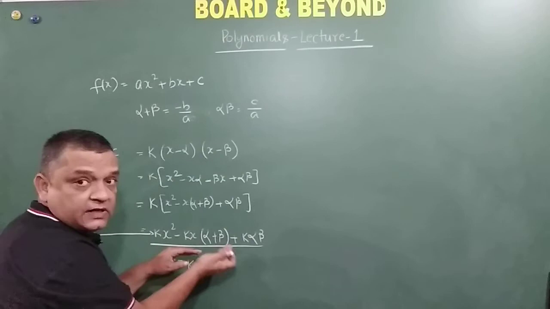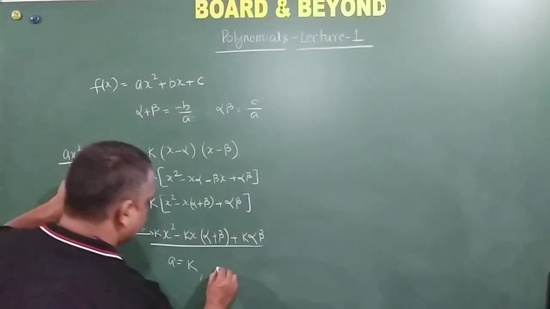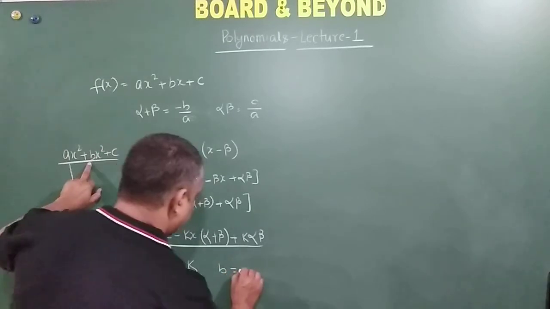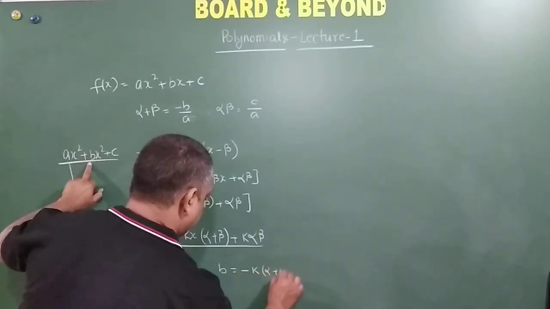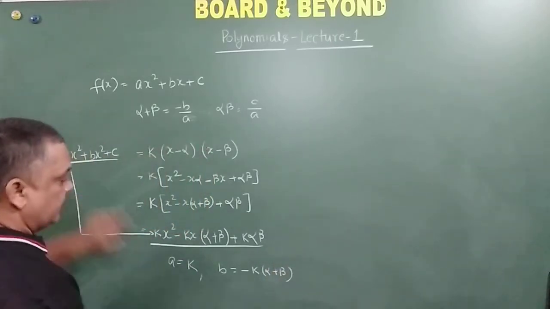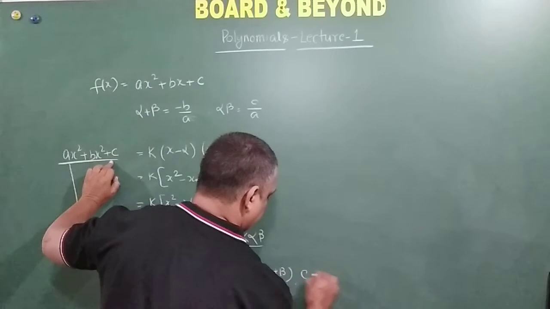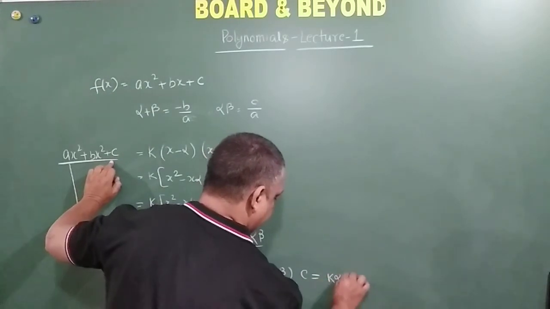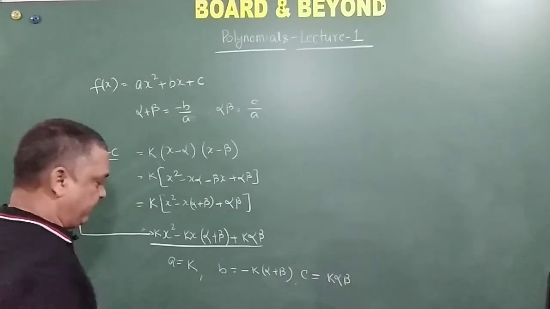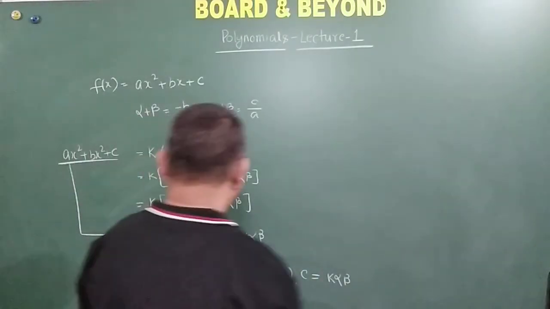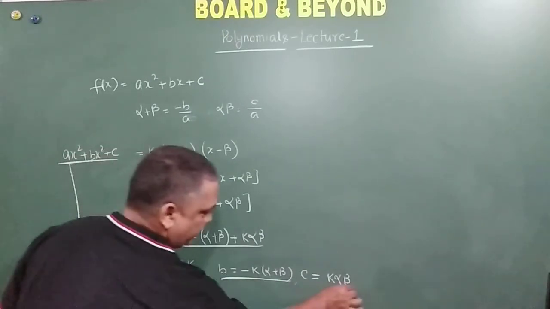Comparing the coefficient of x here and x here, we understand that b is equal to minus k (alpha plus beta). Comparing this and this, we get c is equal to k alpha beta. Right friends? We are okay till here? Okay. So let's further continue. So these three are the important points which I will be using further here.